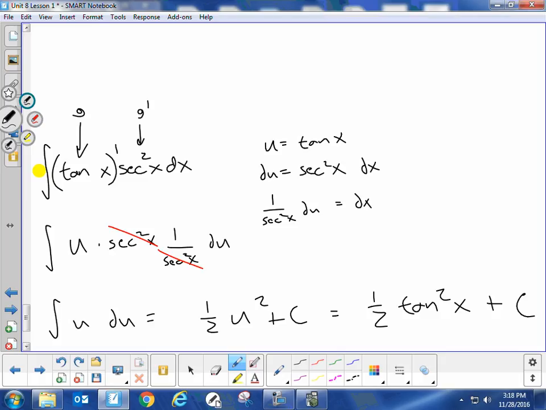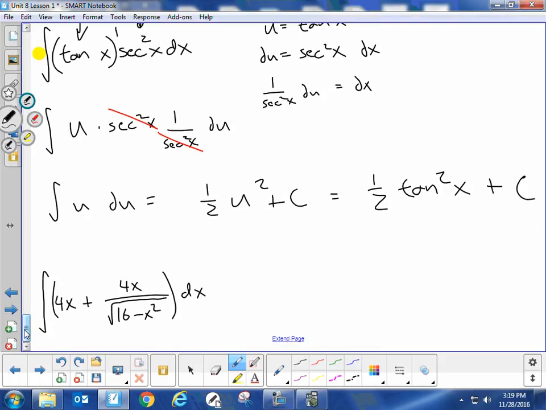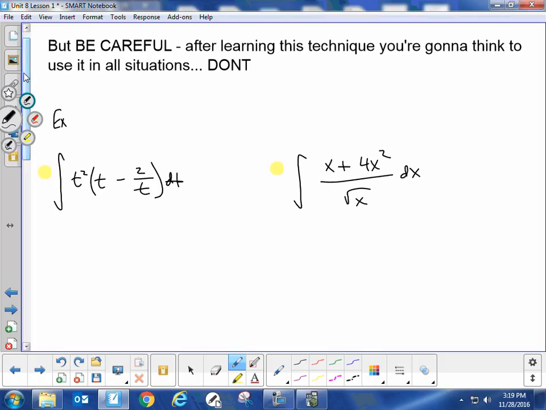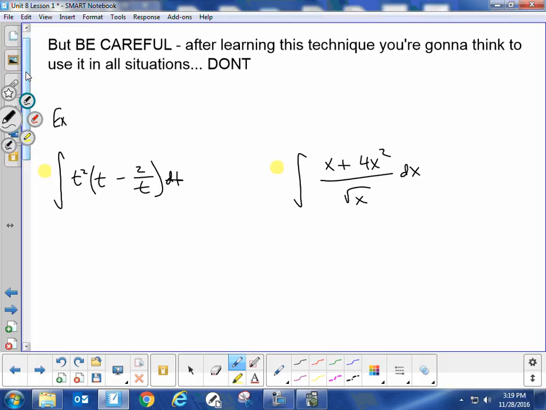We get 1/2 tangent squared x plus c, because I'm ending up having to take the derivative of just u, which is just x. The antiderivative of x is 1/2 x squared. So that's how I got 1/2 u squared plus c, okay? So we get that. We have to be careful in the future of things like that. But let's look at these.